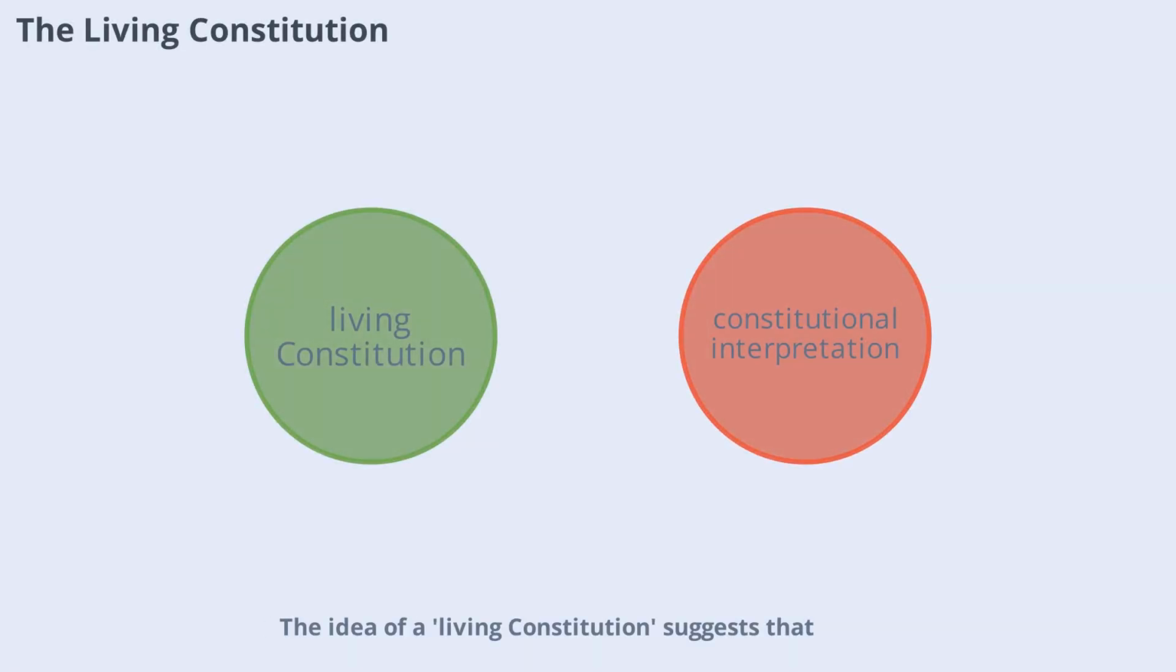The idea of a living constitution suggests that the meaning of the Constitution evolves over time, adapting to new circumstances and societal values. The Supreme Court's interpretations reflect this dynamic, as justices consider both the original text and the needs of a changing nation. This approach ensures that constitutional principles remain relevant in modern society.